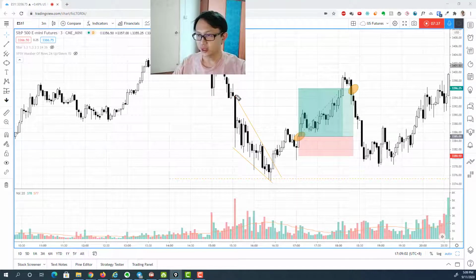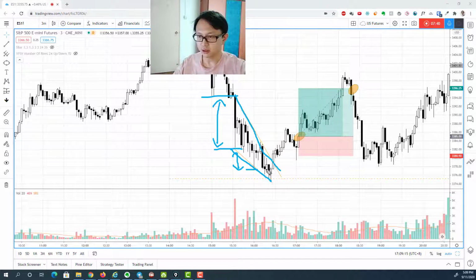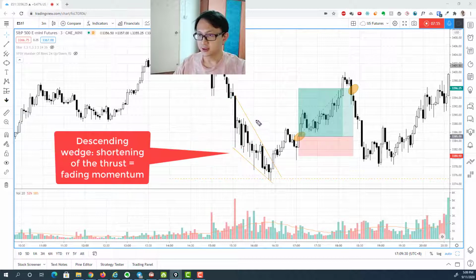So you can see that we have a descending wedge. Mainly it is the shortening of the downward thrust. We have this downward thrust here, followed by another commitment here. Eventually you can see that the progress to the downside is getting shorter and shorter. This suggests that the down momentum is exhausted. So this is the meaning behind the descending wedge.